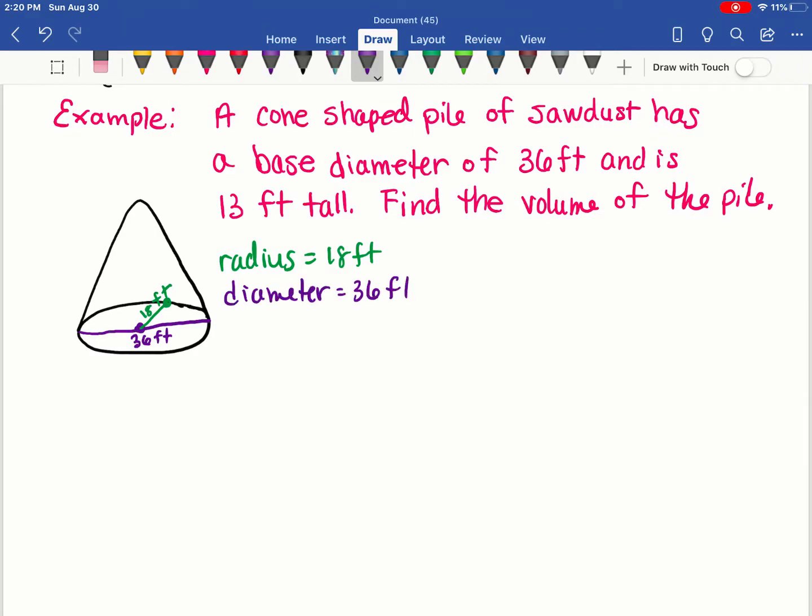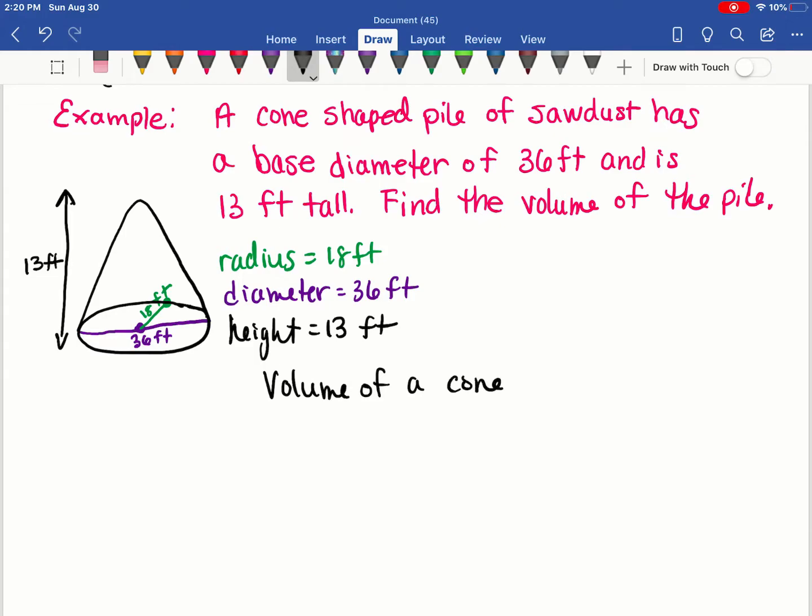is 36 feet. Now it also tells us that the height of the cone from the bottom to the top is 13 feet. So that's going to be our height. Now the formula for the volume of a cone is 1/3 πr² times the height. So we're going to put all this in our formula. We're going to take 1/3 times the radius squared.